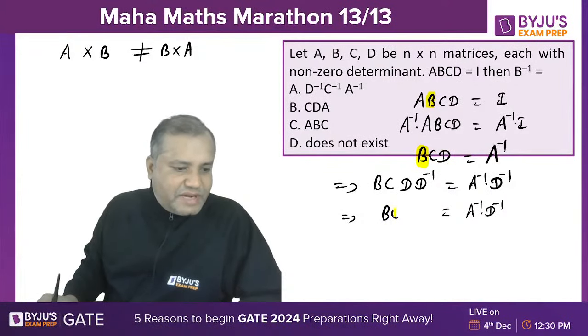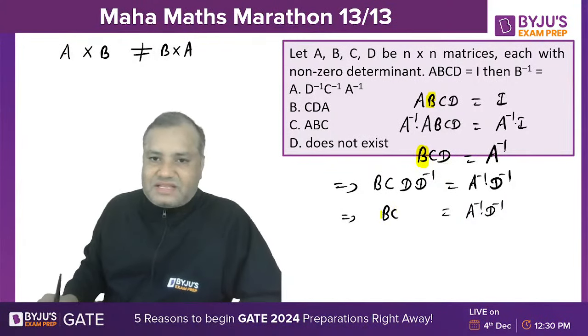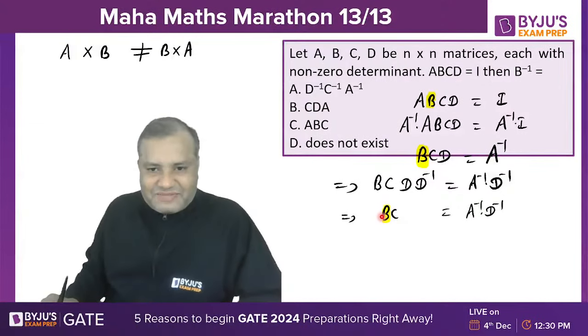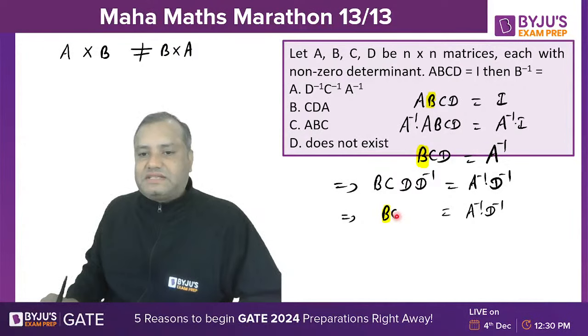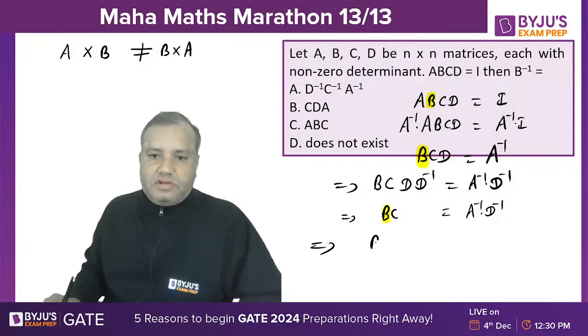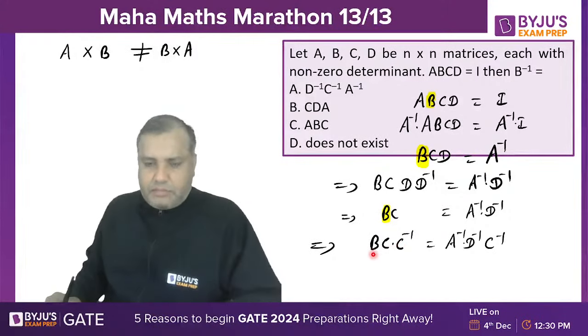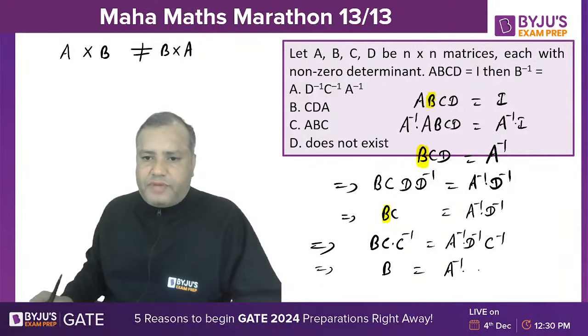Your answer is wrong. Option B, matrix B. Again we have an obstacle C from the right side. Right multiplication by C inverse. So C into C inverse is I. B into I is B. So we have got the value of B: A inverse, D inverse, C inverse.